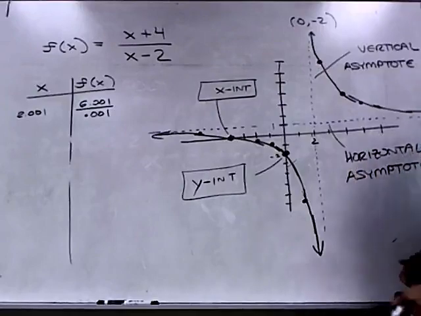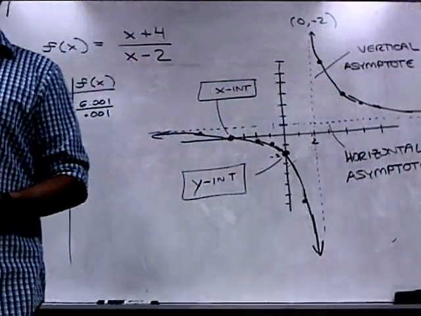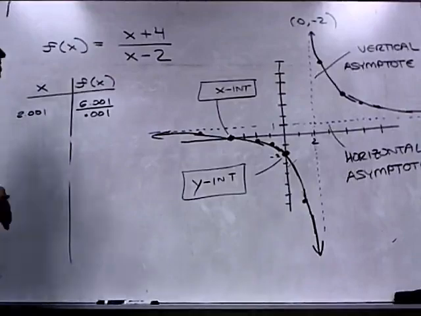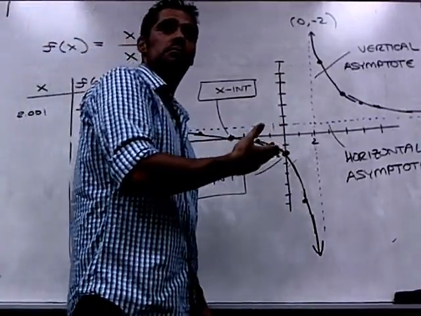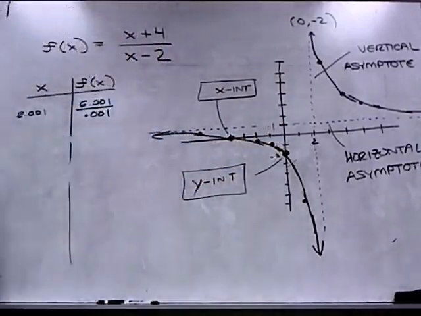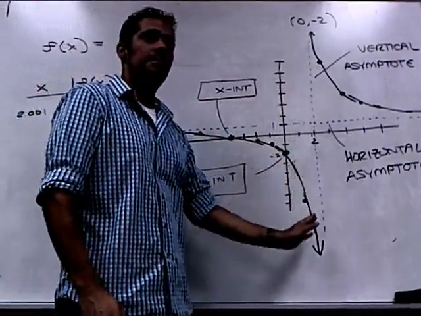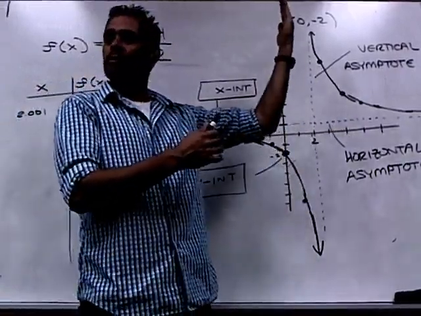Now, you do not have to have a vertical asymptote on a rational function. It does not have to have one. All right? And it does not have to have a horizontal asymptote. It does not have to have an x-intercept. And it may not even have a y-intercept. But if it does have a vertical asymptote, this is the way vertical asymptotes behave. They force your function down or up.